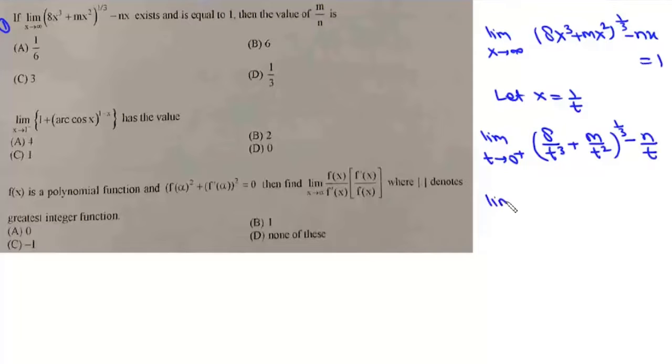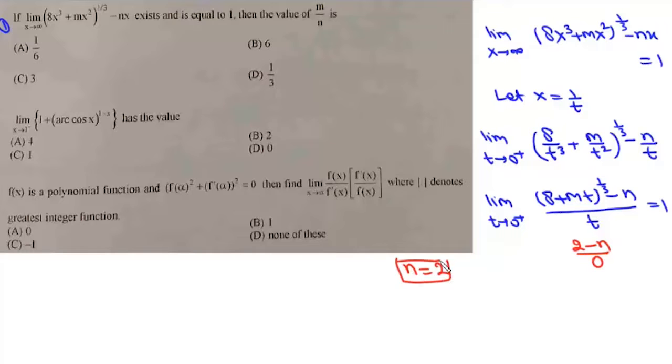Now if we simplify this, we can write this as limit t tends to 0 positive of ((8 plus m t) to the power 1 by 3 minus n) divided by t, and this limit is equal to 1. In order to solve this limit, first we'll check its form. If we put t as 0, we'll get 8 to the power 1 by 3, which is 2, minus n upon 0. Now it has to be an indeterminate form to get this result 1. So from here we can say the value of n must be 2. So if n is 2, then it is 0 upon 0 form. We can use L'Hopital's rule.